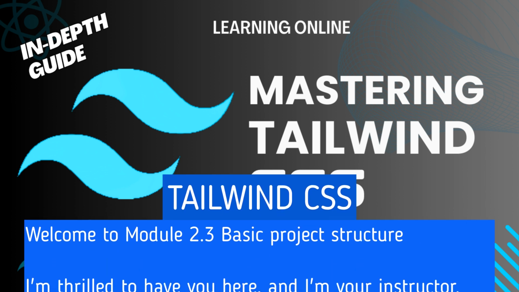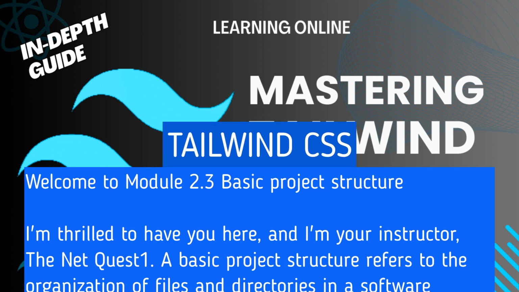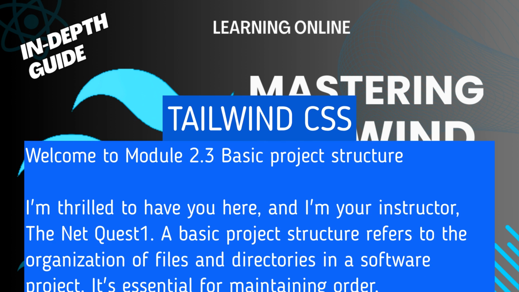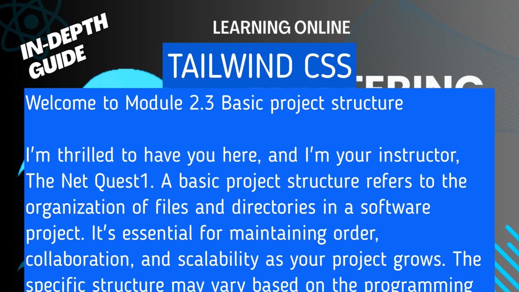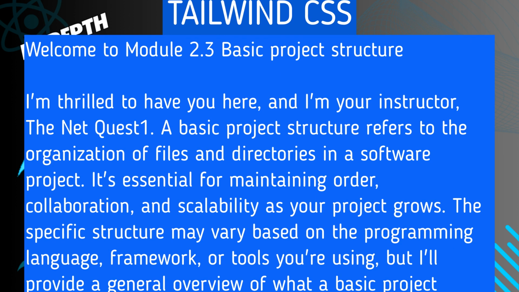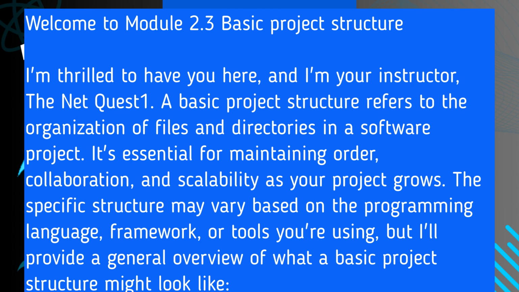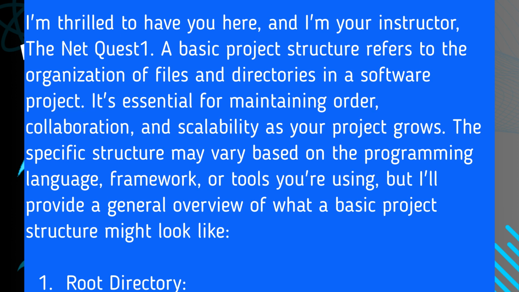A basic project structure refers to the organization of files and directories in a software project. It's essential for maintaining order, collaboration, and scalability as your project grows. The specific structure may vary based on the programming language, framework, or tools you're using, but I'll provide a general overview of what a basic project structure might look like.